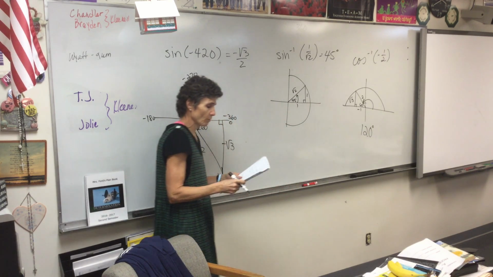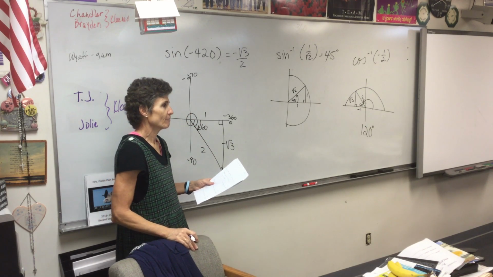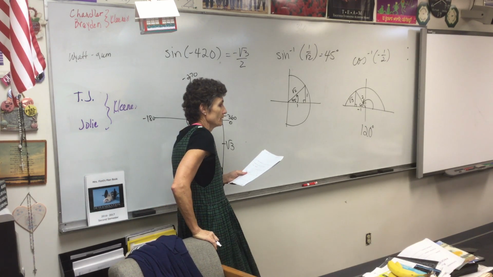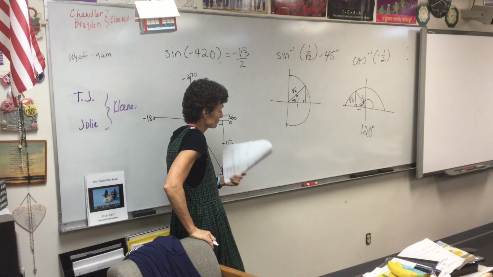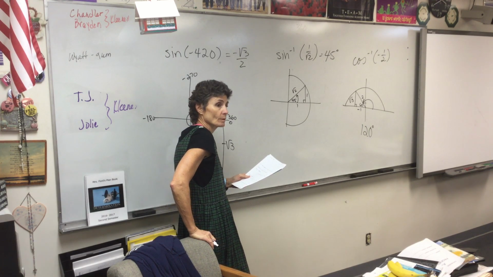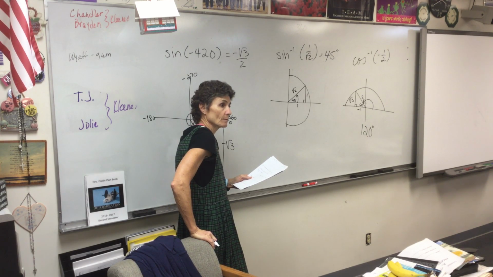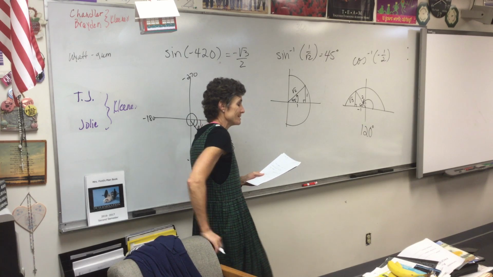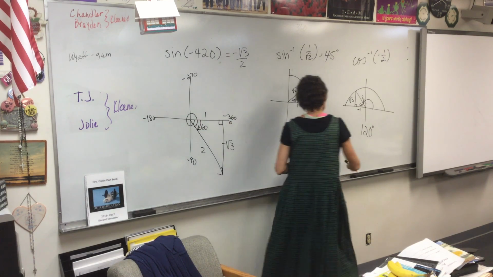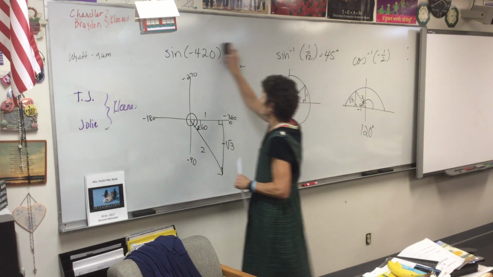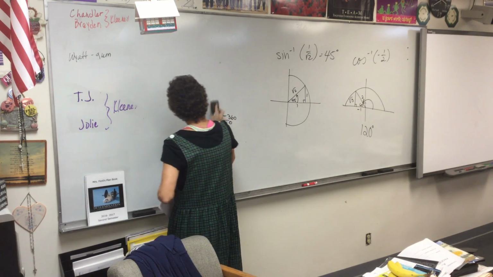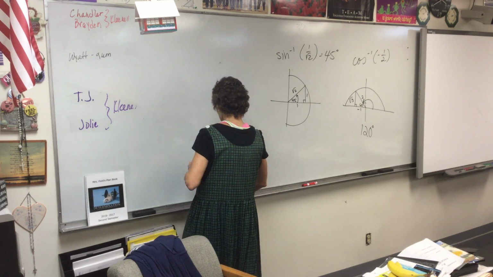I want to do 3 more problems here. Then I'm going to let you graph on your own. Here we go. Ready? 3 more. Tangent 7 pi over 4. All right, what are you going to do with this one? Tangent 7 pi over 4.